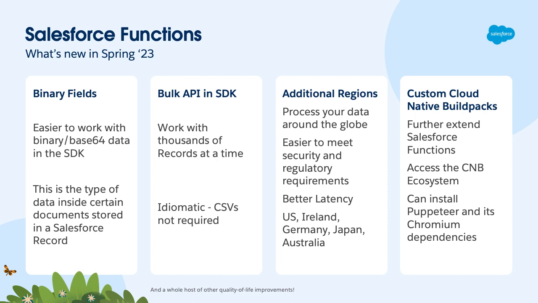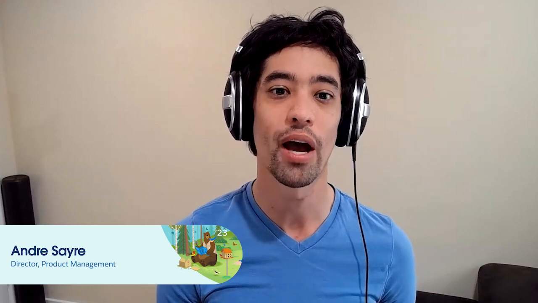This is an open source project which allows you to further extend Salesforce Functions. You can access the CNB ecosystem, so you can do things such as install Puppeteer and its Chromium dependencies for use within your Salesforce function. Now I'll turn it over to Julian to show you how you can learn functions using our Functions Recipes sample app.